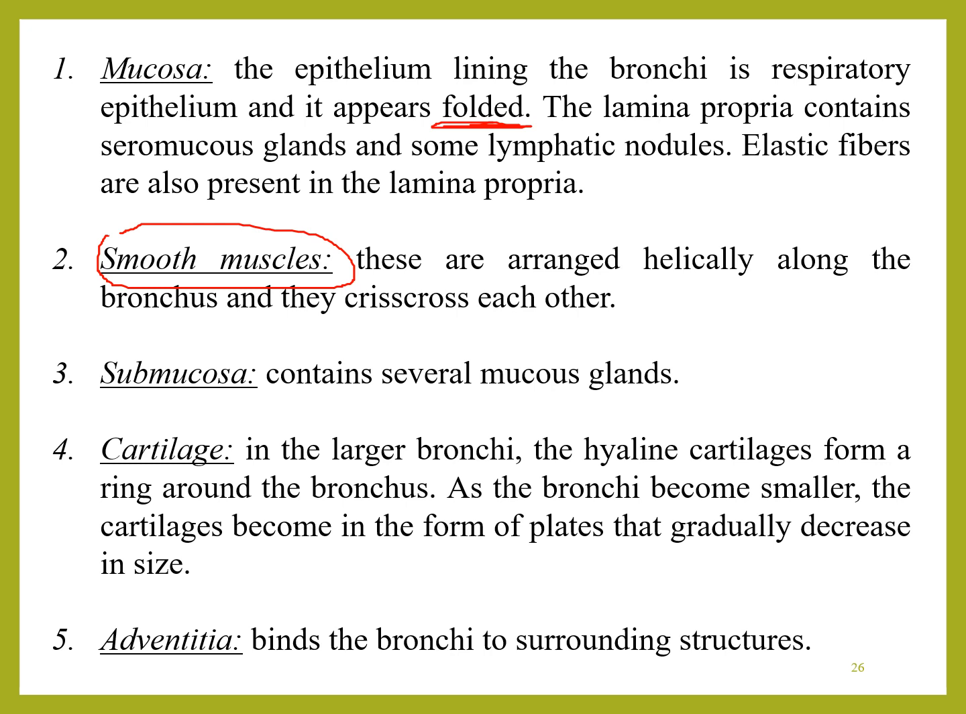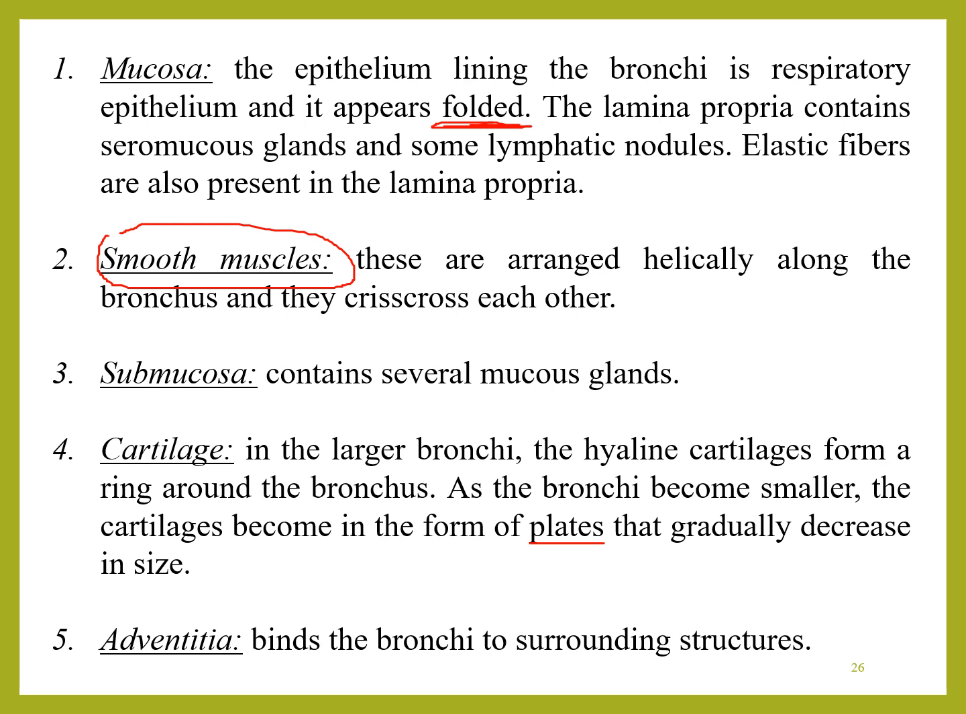Now, remember, in the trachea, we had C-shaped cartilages with smooth muscles only on the posterior aspect. In the larger bronchi, the main bronchi, the bronchi that are found outside the lung, the cartilages are ring-shaped. And we have more smooth muscles. As the bronchi become smaller, when the bronchi are found inside the lung and they divide to become smaller and smaller, the cartilages in the wall of the bronchi become in the form of plates, and then these plates will start to become smaller in size.